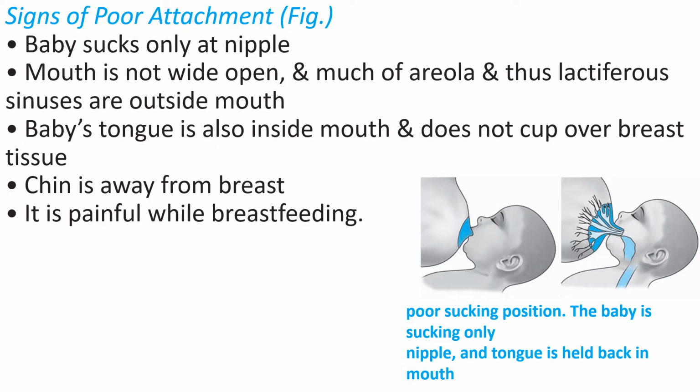Signs of poor attachment, as the figure shows. Baby sucks only at nipple. Mouth is not wide open and much of areola and thus lactiferous sinuses are outside mouth. Baby's tongue is also inside mouth and does not cup over breast tissue. Chin is away from breast. It is painful while breastfeeding.